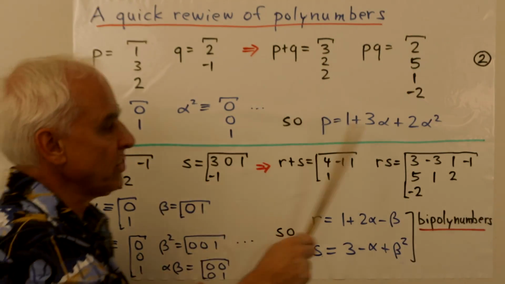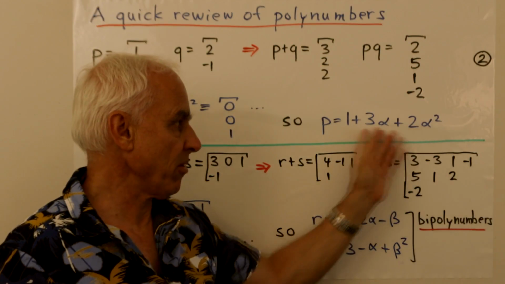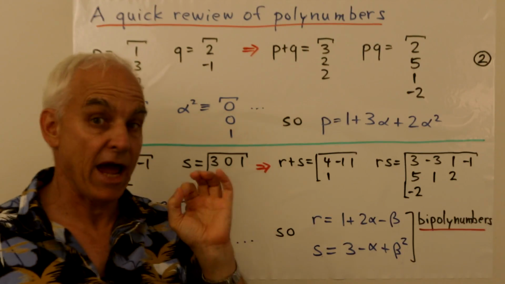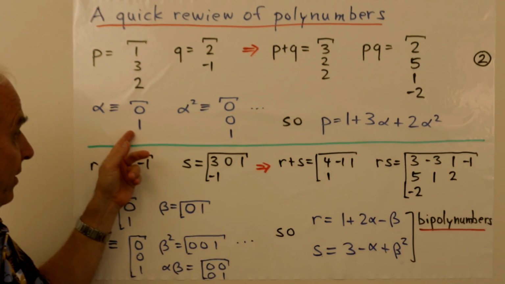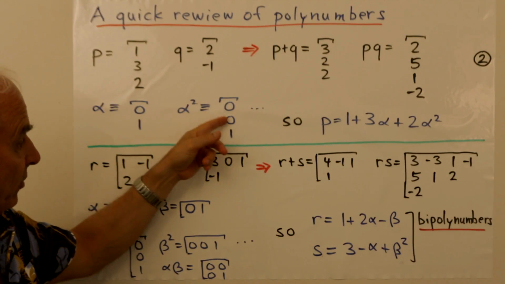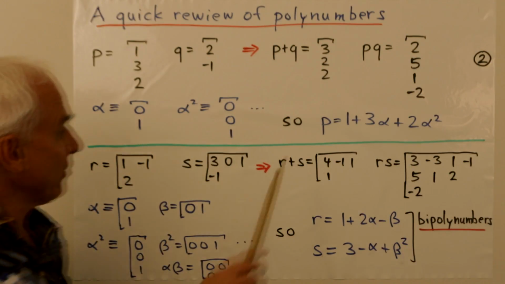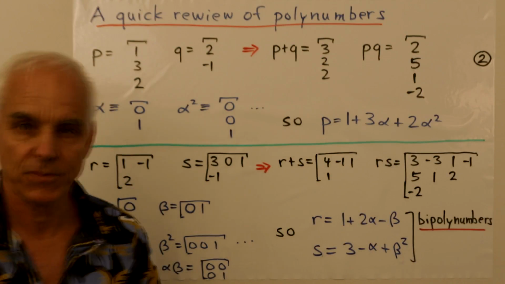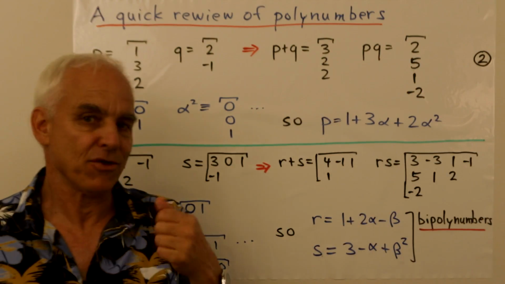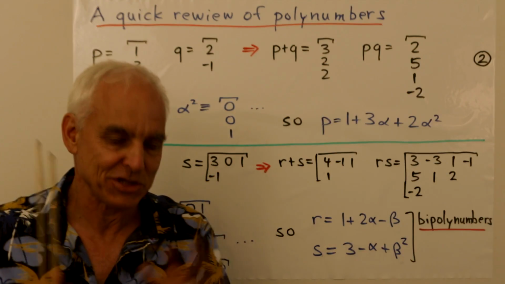Now, to introduce something that's a little bit like a variable expression for it, we introduce alpha to be this particular polynumber, 0, 1, in which case alpha squared is 0, 0, 1, and so on. And then we can write, say, p as 1 plus 3 alpha plus 2 alpha squared. So the alpha ends up playing the role of the x, usually.